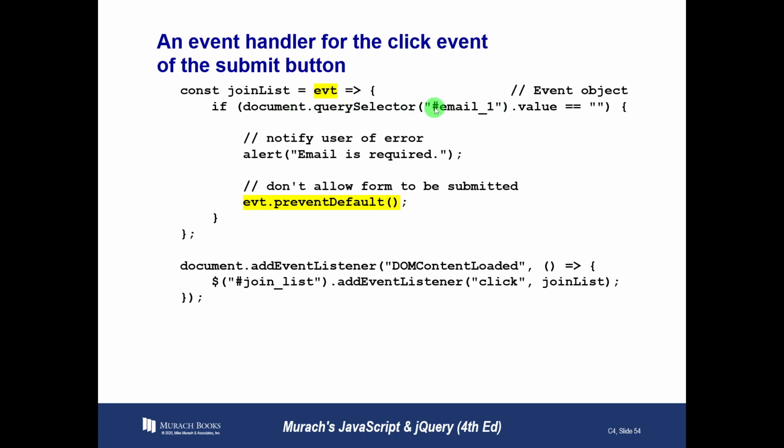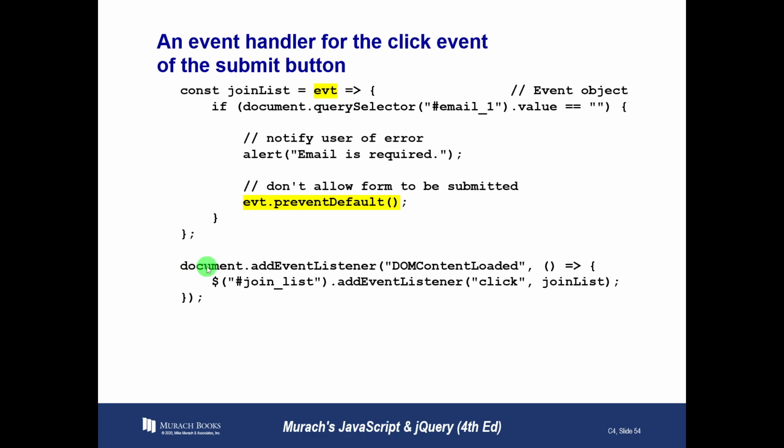document.querySelector, go get email1 and check to see if its value is an empty string, meaning they didn't type anything in the box. If it's an empty string, we're going to pop up an alert to the user that says email is required. But then we want to use that event object and call its preventDefault method. And that prevents the form from actually getting submitted. So the event object, we call its preventDefault, and it prevents the default action from happening so that they can go back and have an opportunity to fix their email address.